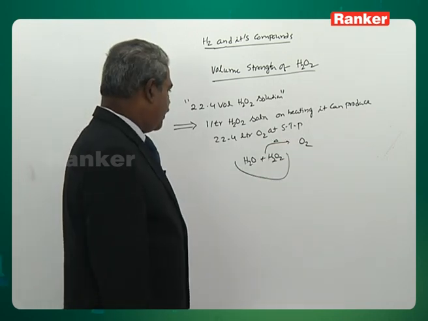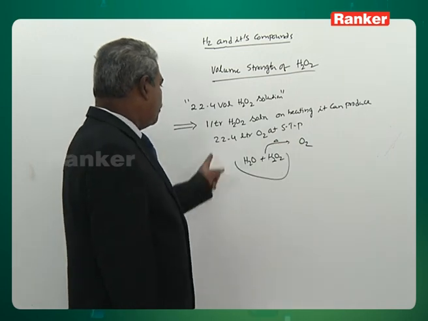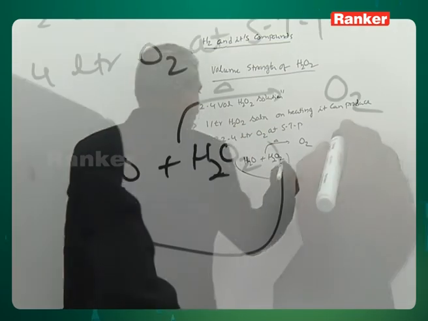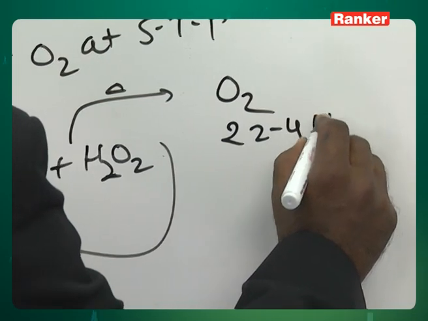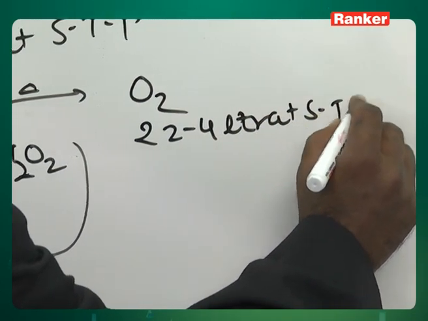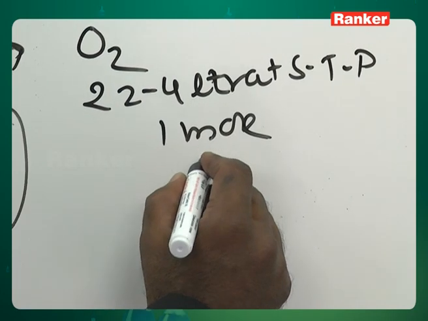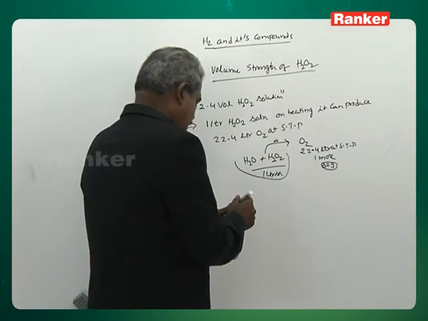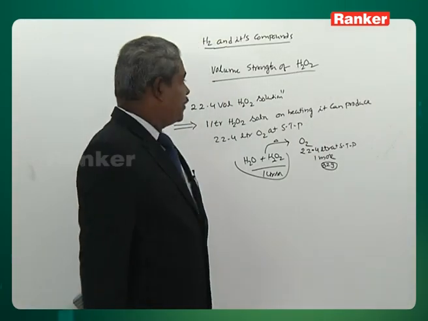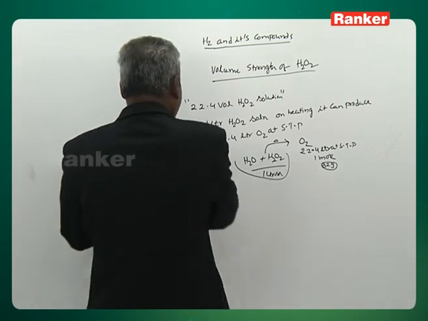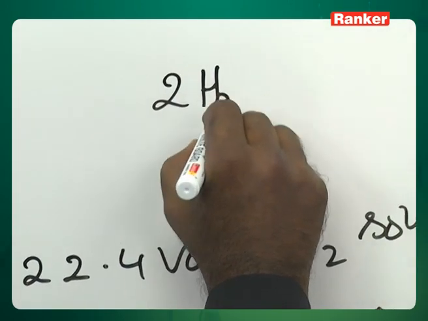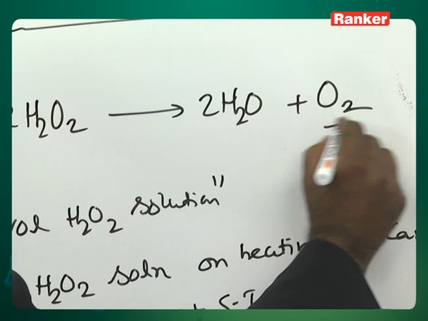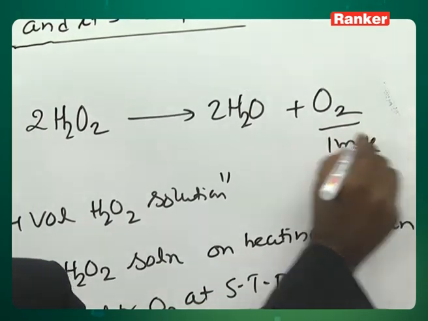So, you are getting 22.4 liter oxygen means 1 mole at STP. 22.4 liter at STP means 1 mole. So, you are getting 1 mole oxygen. 1 mole is 32 grams, but the mass is not necessary. How can you get 1 mole oxygen? Look at the balanced equation. 2 H2O2 on heating gives 2 H2O plus O2, which means you get 1 mole of O2 from 2 moles of H2O2.